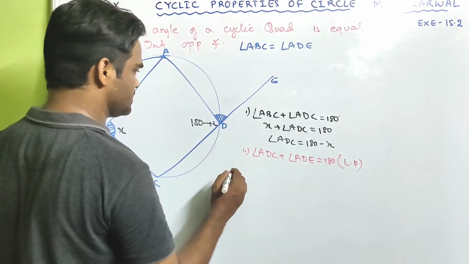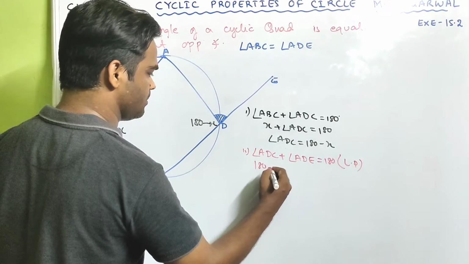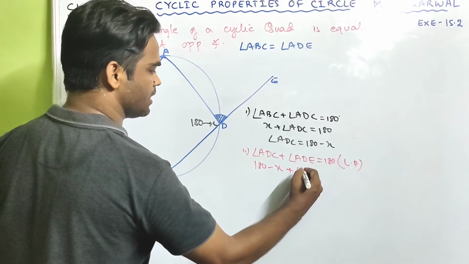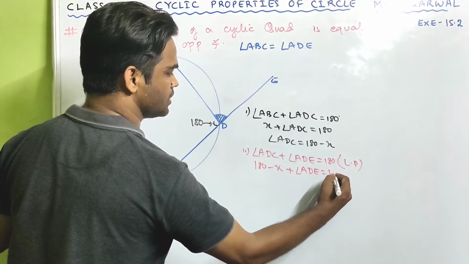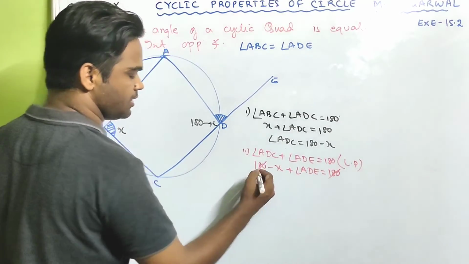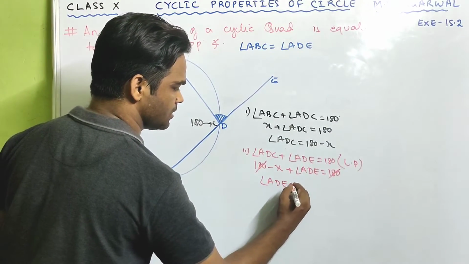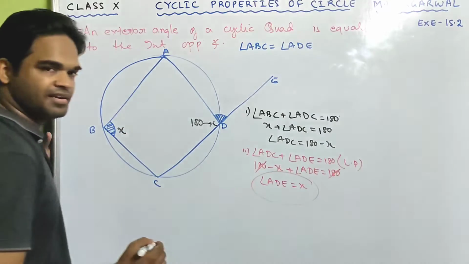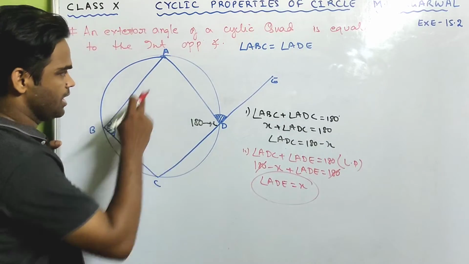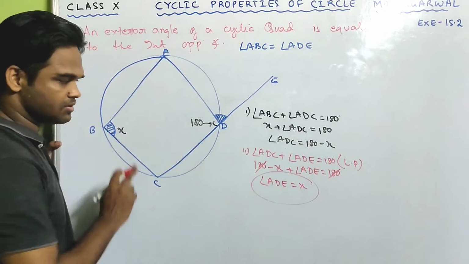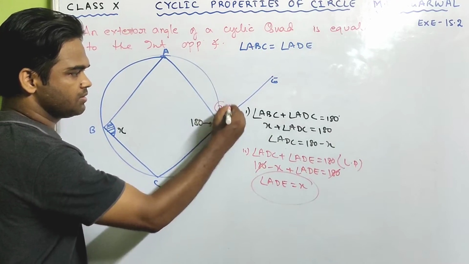अब ADC के जगह हम 180 minus x बैठा सकते हैं. ADE, I don't know, that is 180. 180 goes over, cancels, minus x goes over there, becomes plus x. देख रहे हो, angle ADE is x, angle ABC we assumed as x, so these two are equal, isn't it?